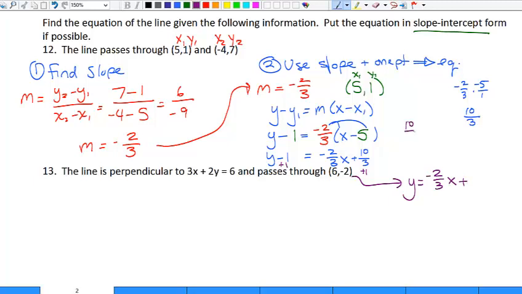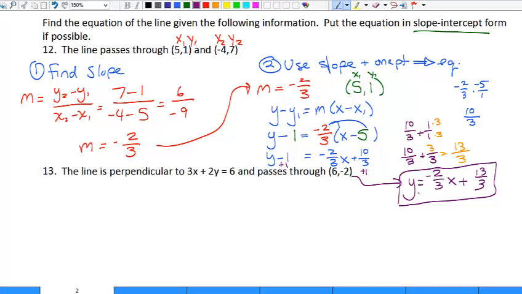Well, 10/3 plus 1 doesn't have a common denominator. So in order to get a common denominator of 3, I'm going to have to multiply the 1 by 3 over 3. So now that's 10/3 plus 3/3, which is a total of 13/3. Now I can put that in my answer, and now this is the equation of the line that passes through the 2 points that were given and is in slope-intercept form.